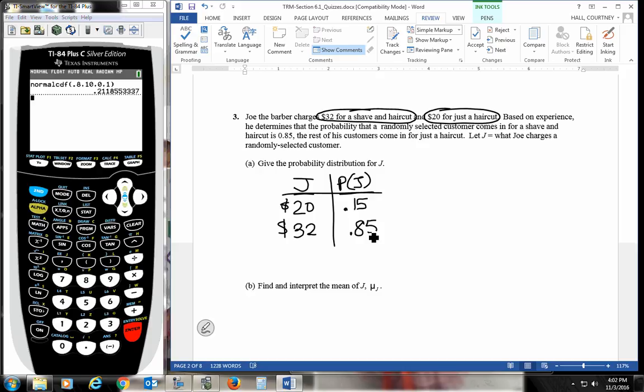Okay, then it says find and interpret the mean of J, which we're going to call mu J. I'm going to scroll that up a little bit.